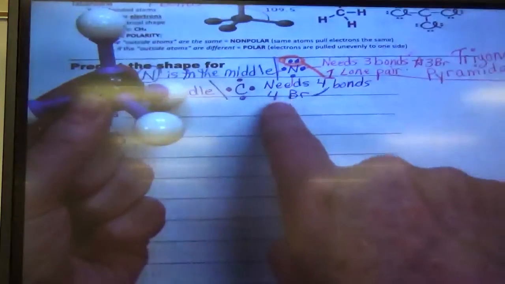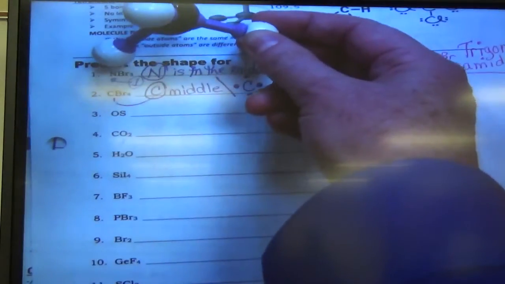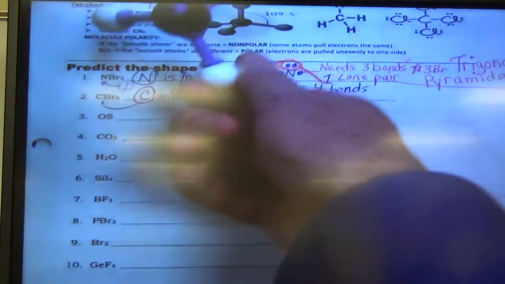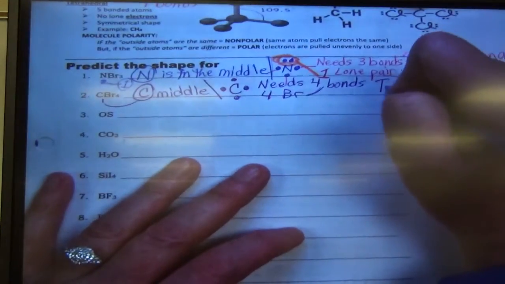Okay, look at the tetrahedral. All right, so here's my carbon. Now let's see if I can do 4 bromine. 1, 2, 3, 4. That's it, wasn't it? This is the one that's tetrahedral, and it has 4 atoms attached to the middle atom. That's how they get 5 bonded atoms total. Okay, so we found it. It's tetrahedral.